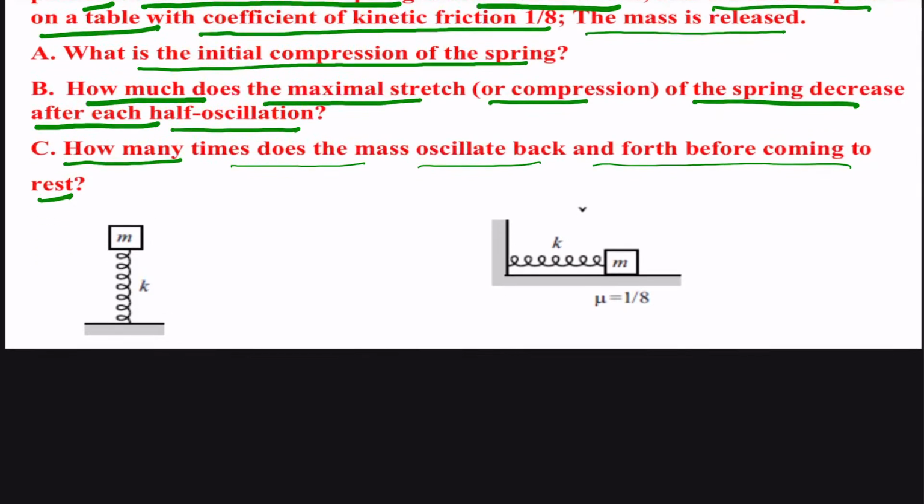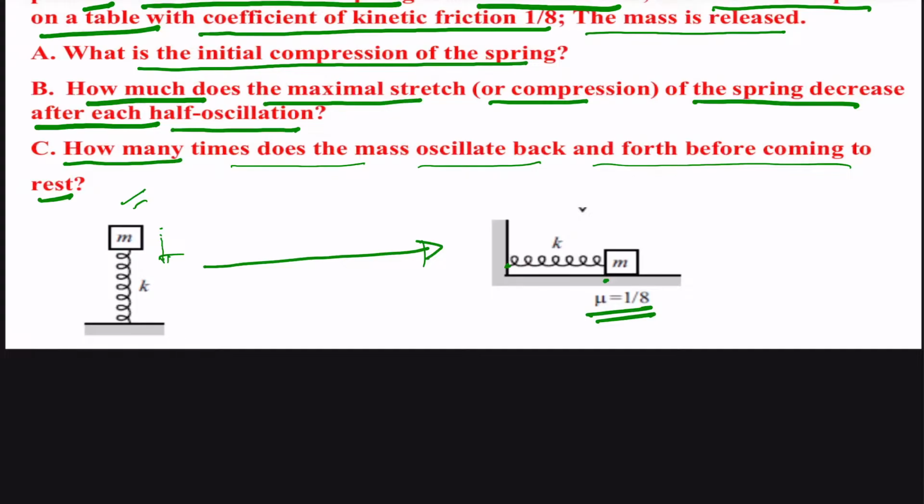So a basic figure is given to us. Initially the entire system is vertical, and when this mass is released, obviously the spring is going to compress. In this compressed position, the system is turned horizontal with the left end connected to the wall, and then the spring is released, and it is placed on the surface with the coefficient of friction 1/8. So this is the basic question.